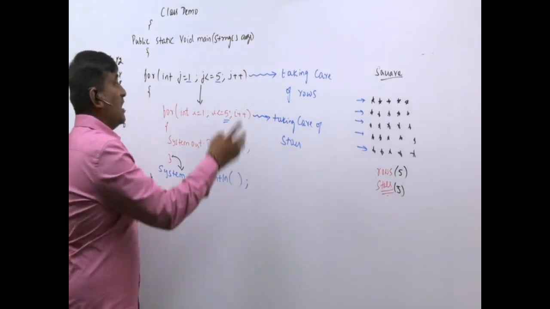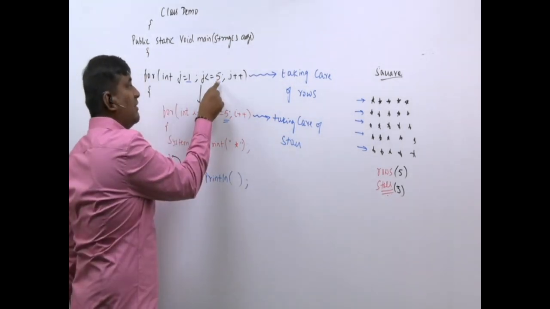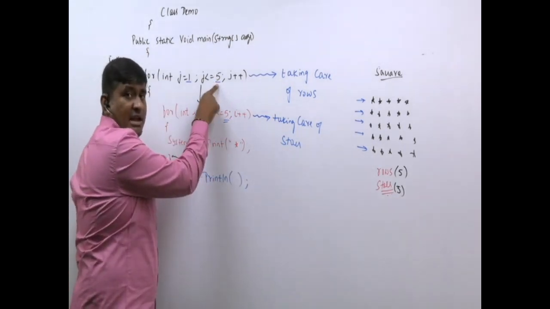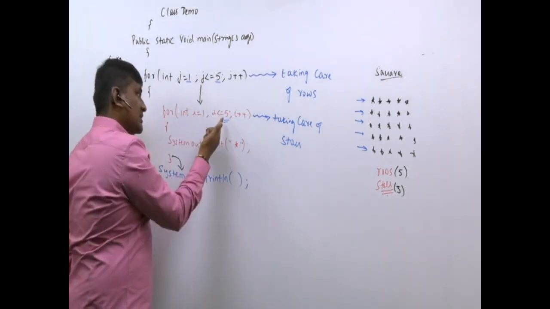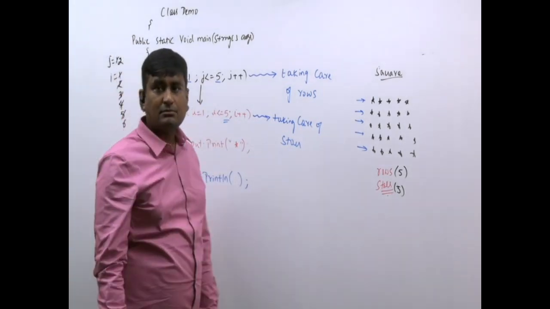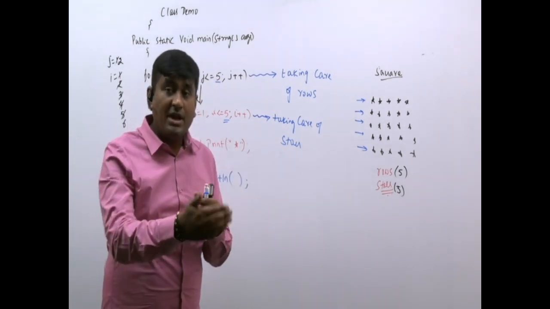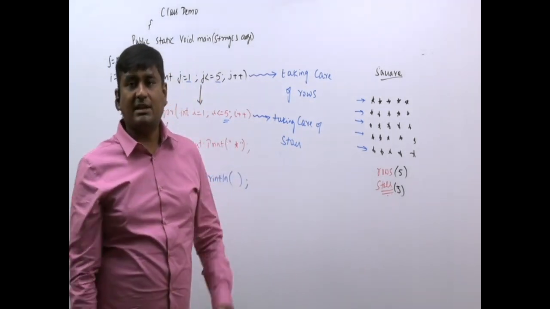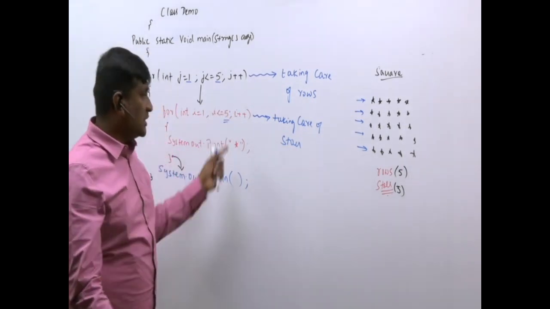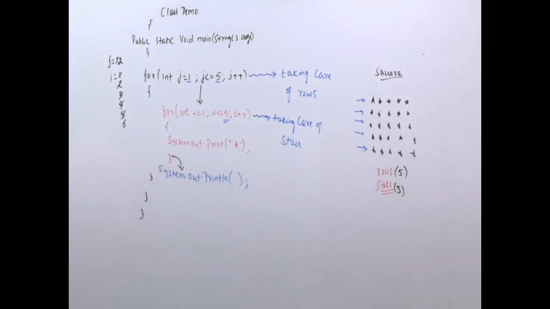Very simple. How many rows you want? 7 rows. Hence instead of 5, change it to 7. And how many stars you want in each row? 5 stars. Hence 5 only here. Did everyone understand? Maybe going ahead, you will get much more clarity. Just go through this program. I will show you the output.